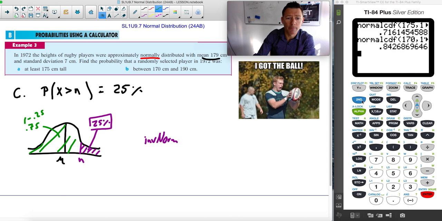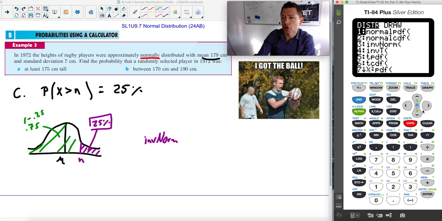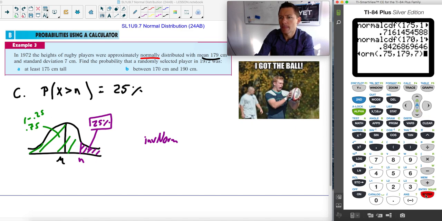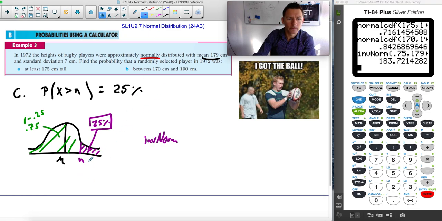So we're going to play that game with inverse normal. So go to distr, inverse normal. The area is 0.75. The mu, again, is 190, and 7, right? And we say go, baby, go. And it spits out 183. Ah, it was low. So this is 183.72. And so we're rounding to 3 sig figs, so 184, right? And so those are the 184 centimeters.